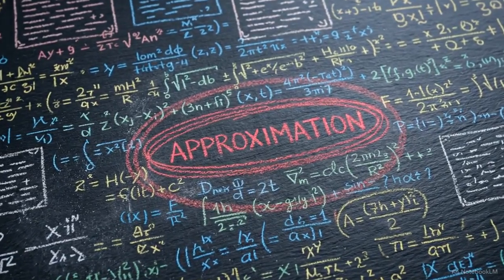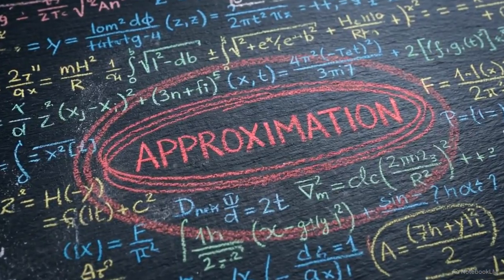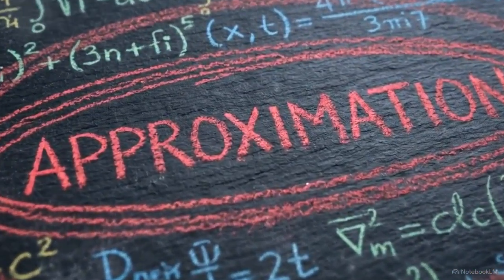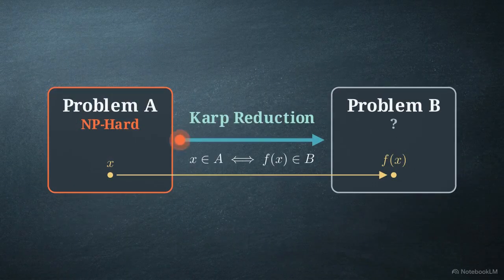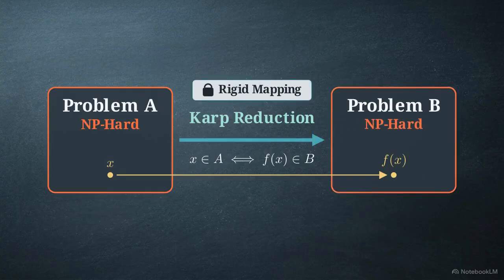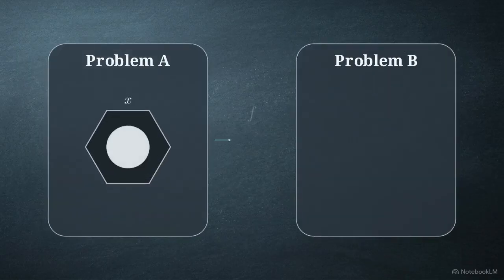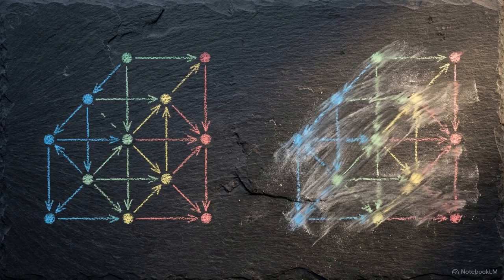When computer scientists proved exact solutions to NP-complete problems are impossible to find efficiently, they turned to a viable workaround, approximation. To establish the hardness of these original problems, researchers relied on standard Karp reductions. The mechanics of a Karp reduction are designed for exact decision boundaries. It transforms an instance of one problem into an instance of another, so that a yes answer maps perfectly to a yes answer. But this rigid mapping hides a structural flaw.